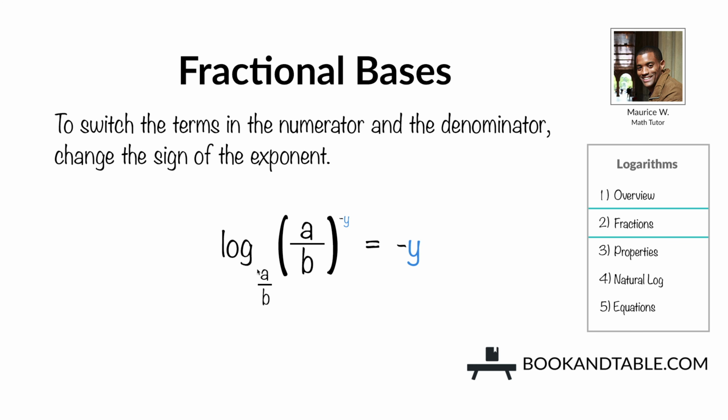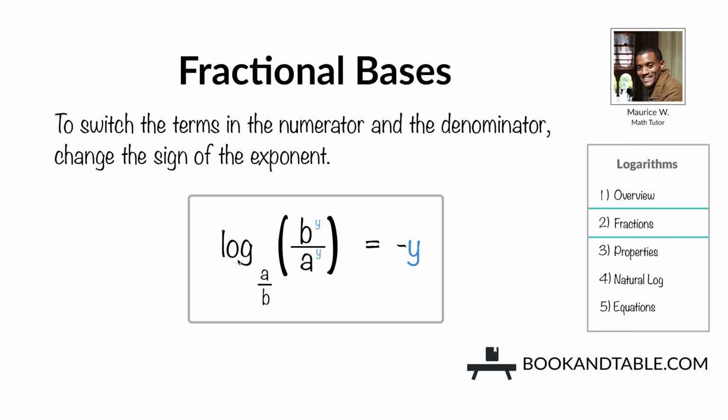So let's say we have a log of base a over b, and we raise that to a power of negative y. This negative y is then going to be distributed to both the a in the numerator and the b in the denominator. And now we can switch these terms in order to make the exponents positive. So log of base a over b, when this is raised to a negative power, the argument is a fraction that is a result of switching the original numerator and the denominator.